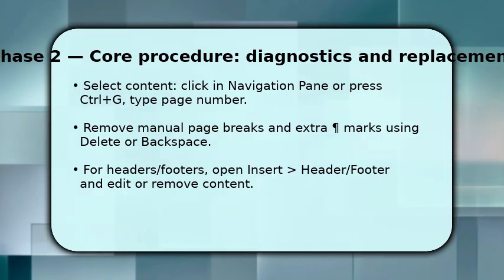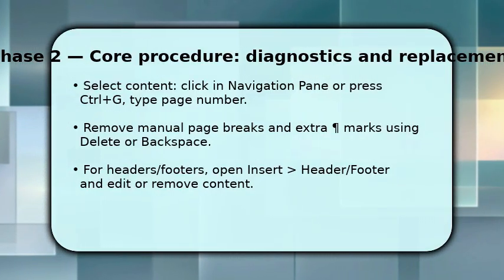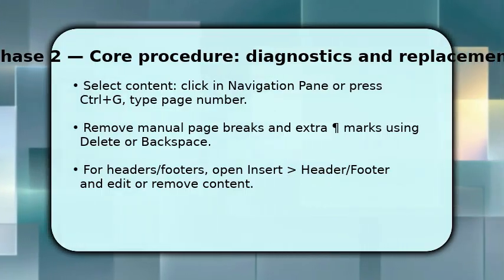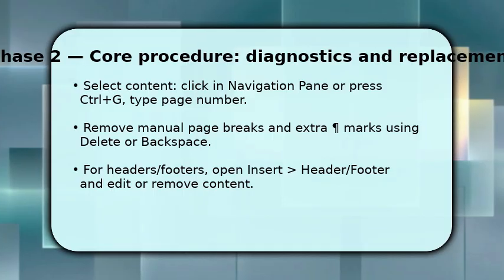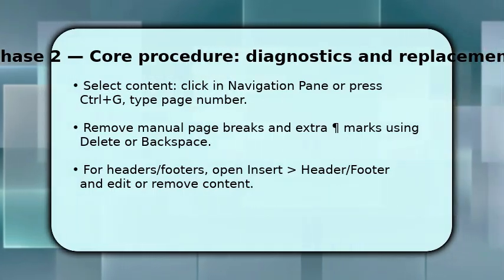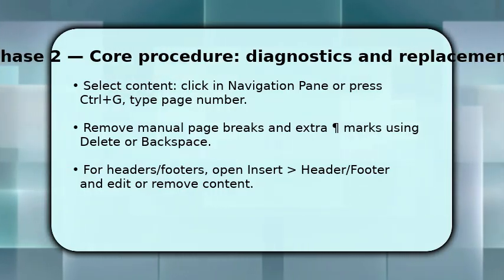Click at the top, hold Shift, and click at the bottom to select everything, or use Select All on that page area. Delete manual page breaks and extra paragraph marks with Delete or Backspace. If something won't go, check headers, footers, and section breaks because those can force a blank page to persist. Finish by confirming the page is gone and the document flows properly.